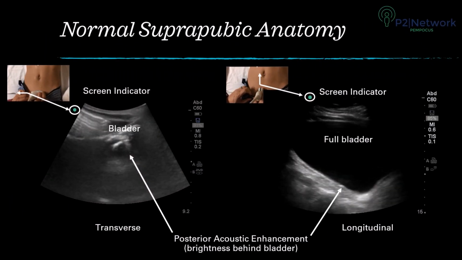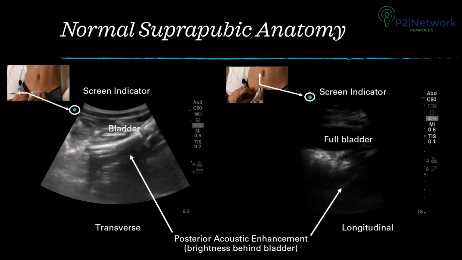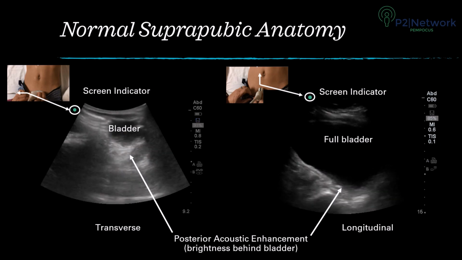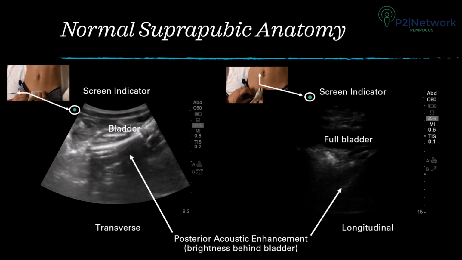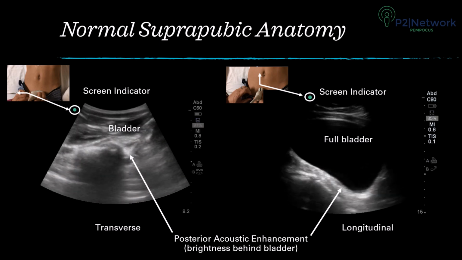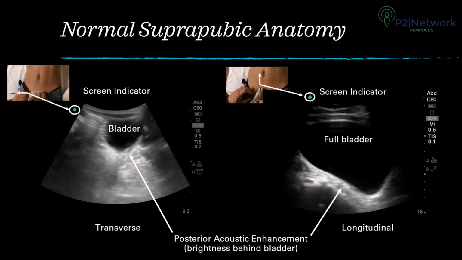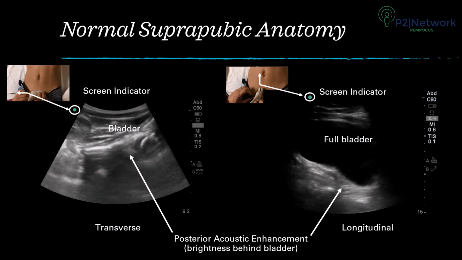We turn down the gain in order to eliminate the brightness that exists behind the fluid-filled structure that is the bladder, because you are largely looking beneath the bladder or behind the bladder for free fluid. Make sure that you fan all the way through the bladder, through the pelvis, from the top part all the way through the bottom part of the bladder.